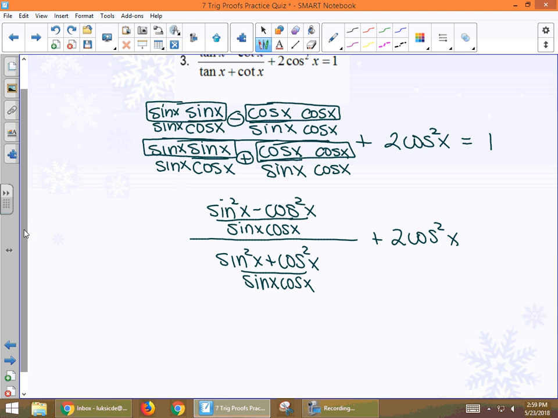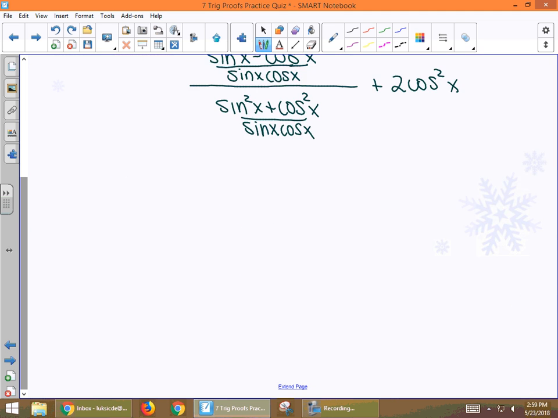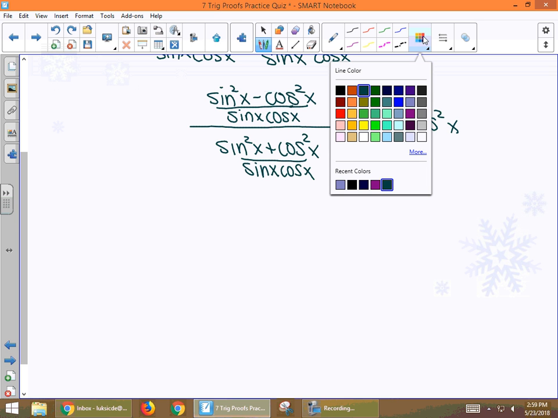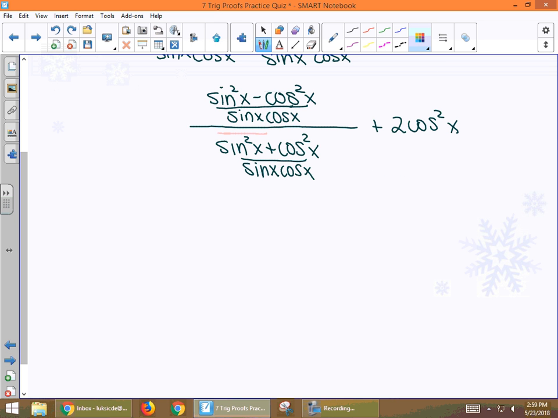Hopefully you're starting to see where to go from here, and are a little bit able to see some steps forward. A couple of things that I would do now. First, sine squared plus cosine squared is 1. So that numerator isn't going to disappear, but it is going to turn into 1. The other thing I would do is either flip the second and multiply or do your grouping.